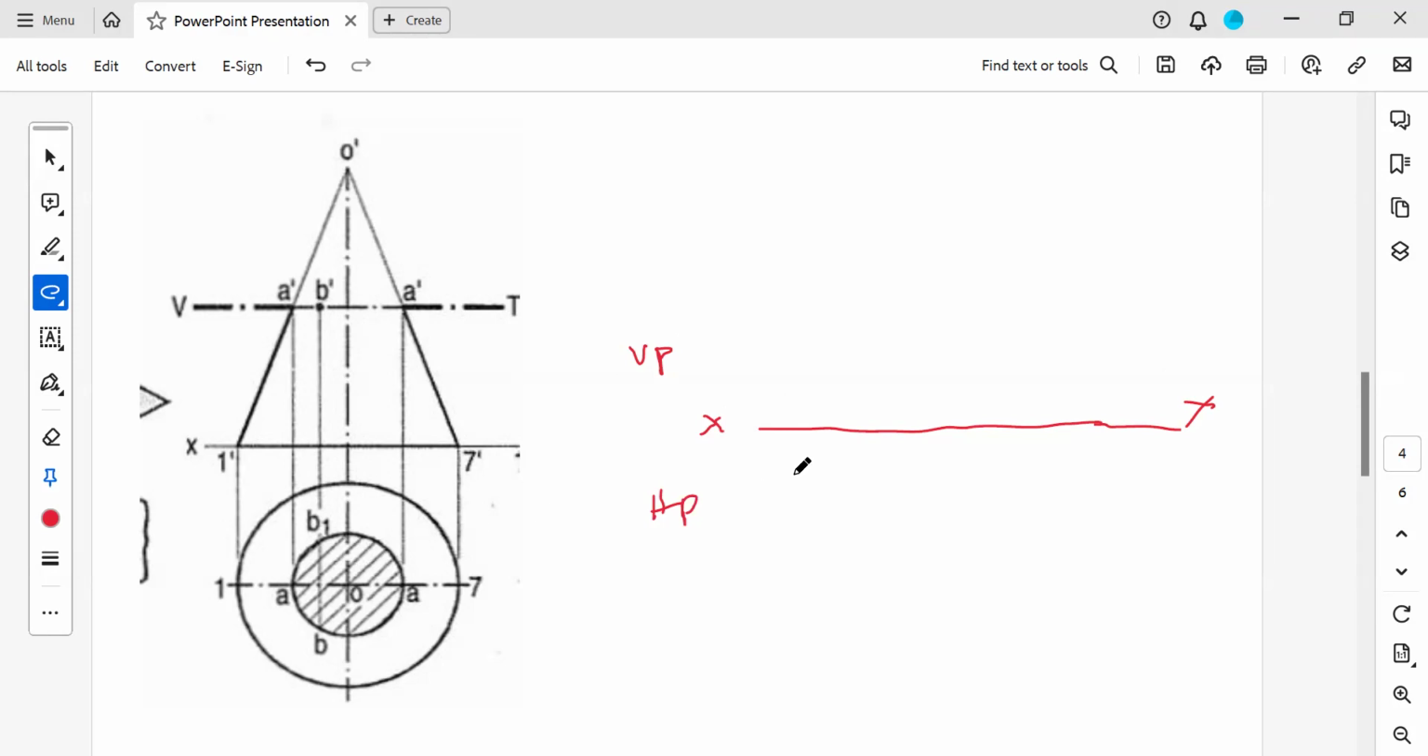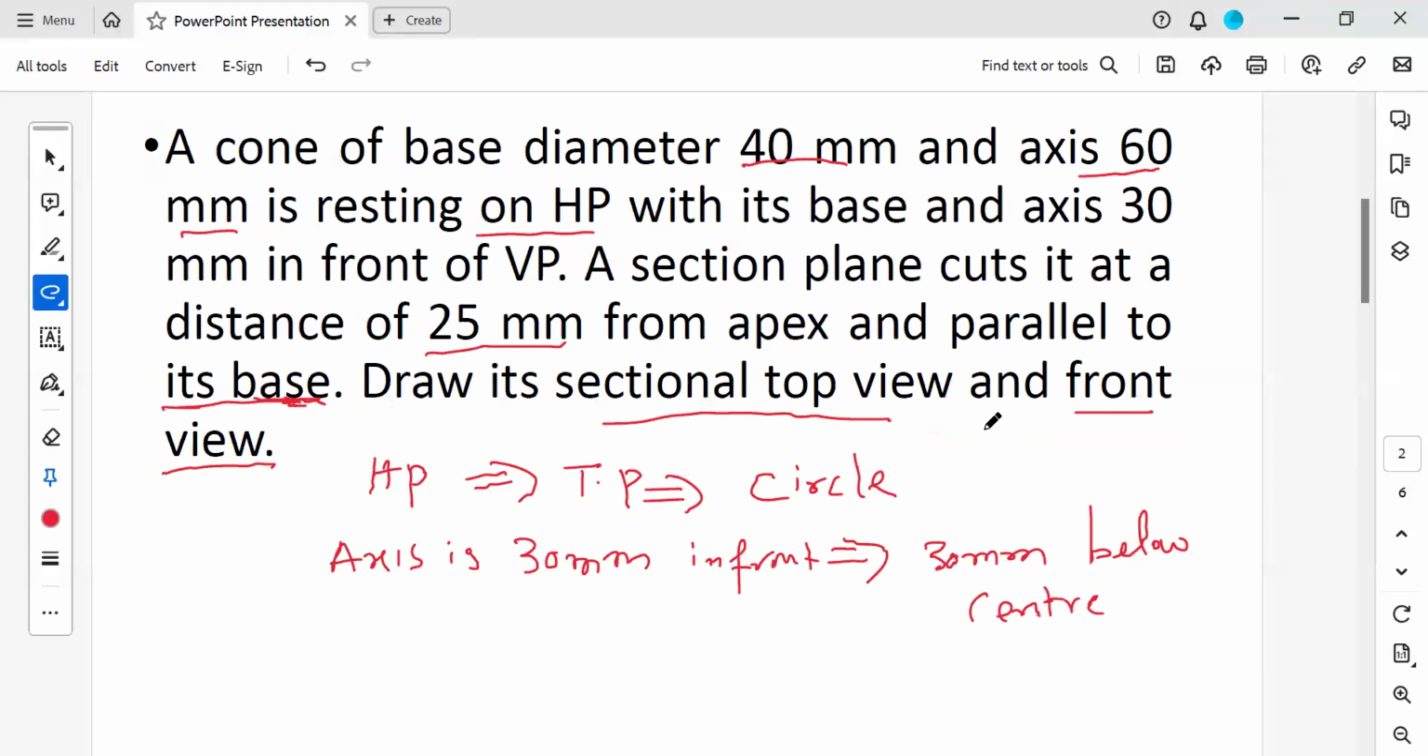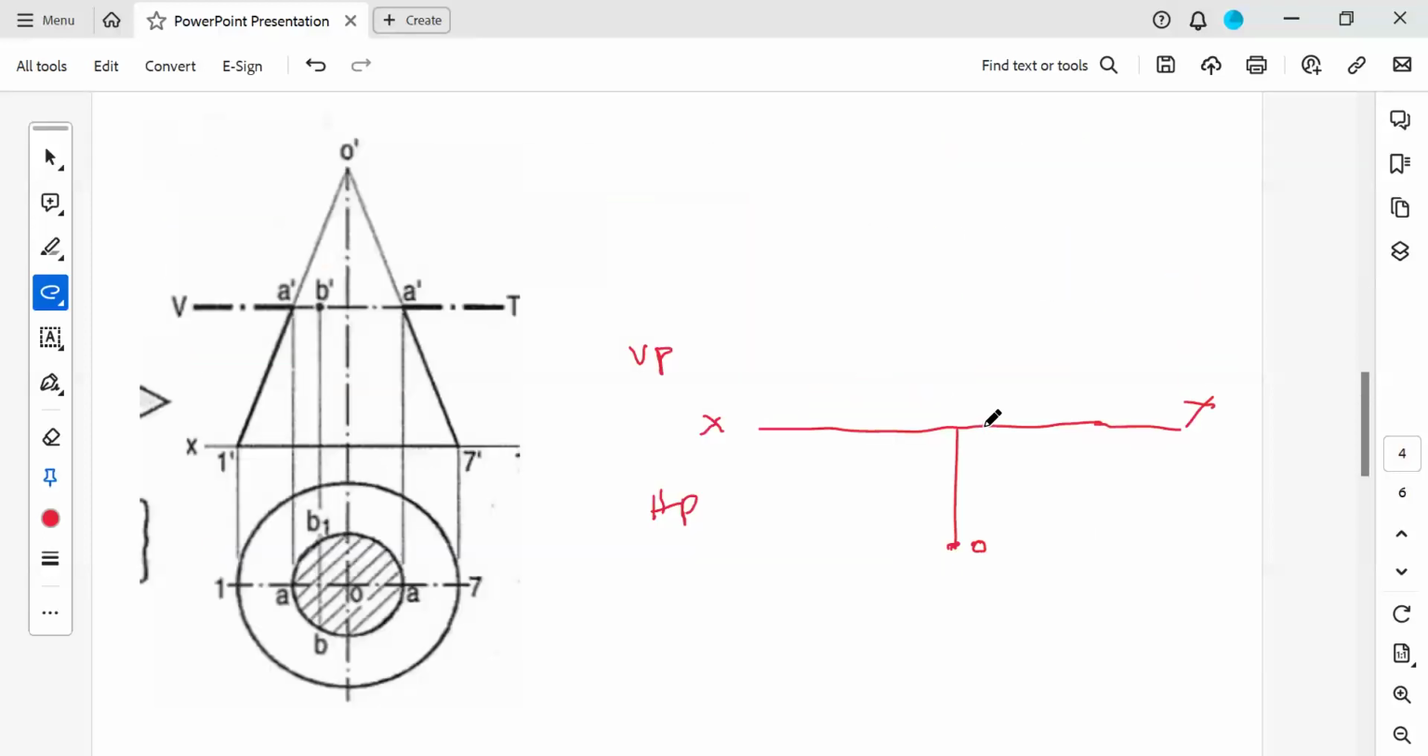Next thing is, first we need to draw the top view. In the top view, first we need to locate the center. The center is at a distance of 30 mm, as given. So at this center O, we need to draw a circle of 40 mm diameter. That means 20 mm radius. So here we need to draw the circle like this. The diameter will be 40 mm.